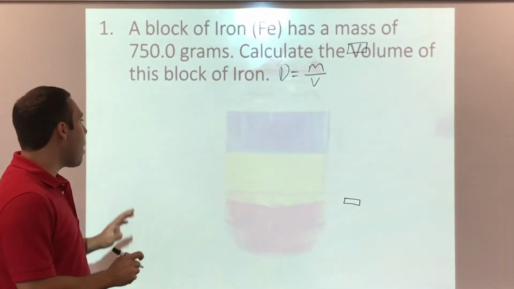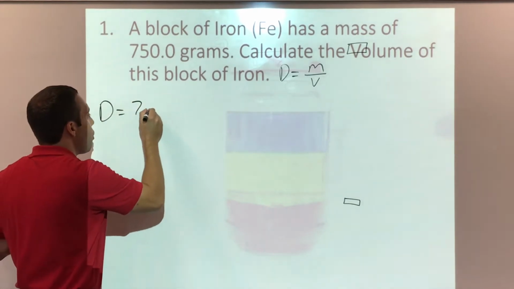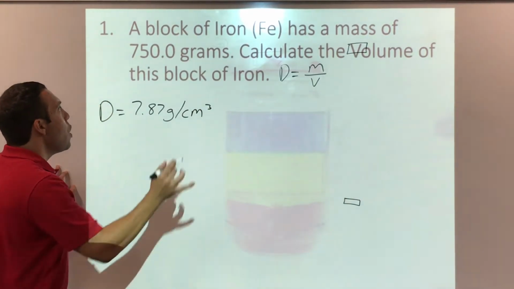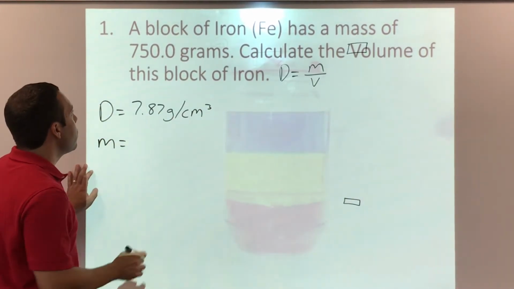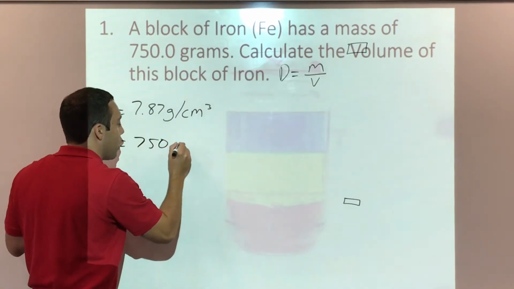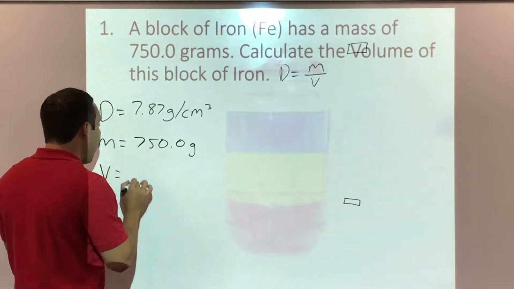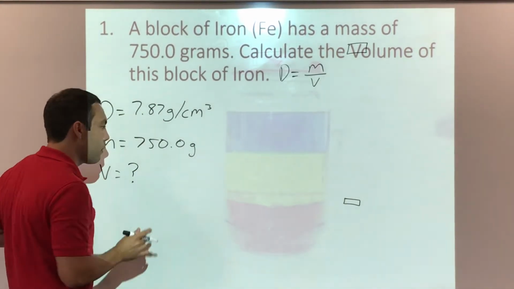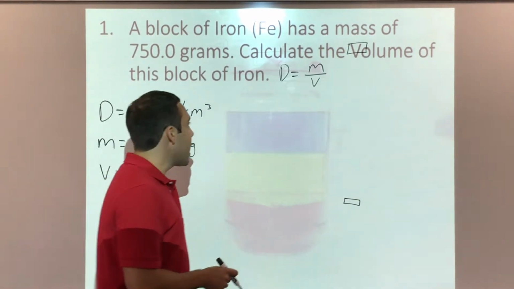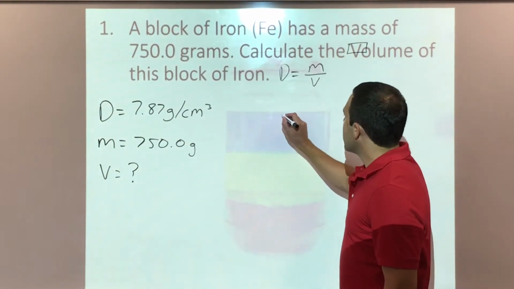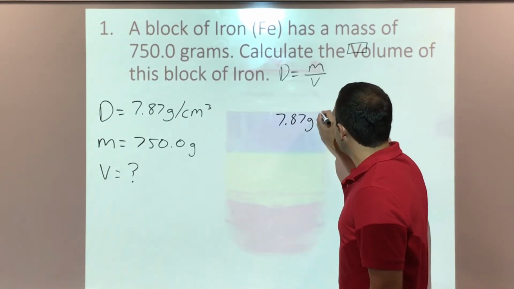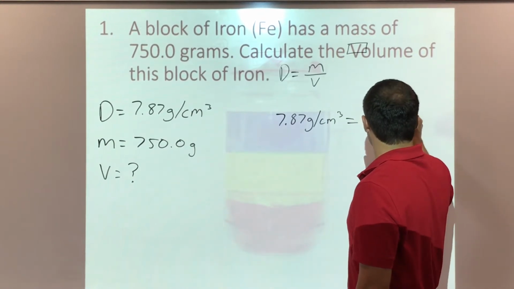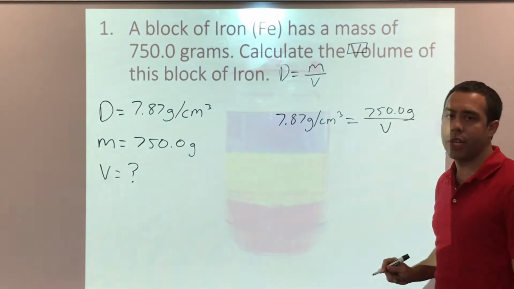So when we go back to the problem, density, 7.87 grams per cubic centimeter. We also have the mass, which is equal to 750.0 grams. And we have the volume, which is what we're trying to find in this problem. So that is our question mark for this problem. So we could plug in 7.87 grams per cubic centimeter equals mass 750.0 grams over volume, which we don't know.